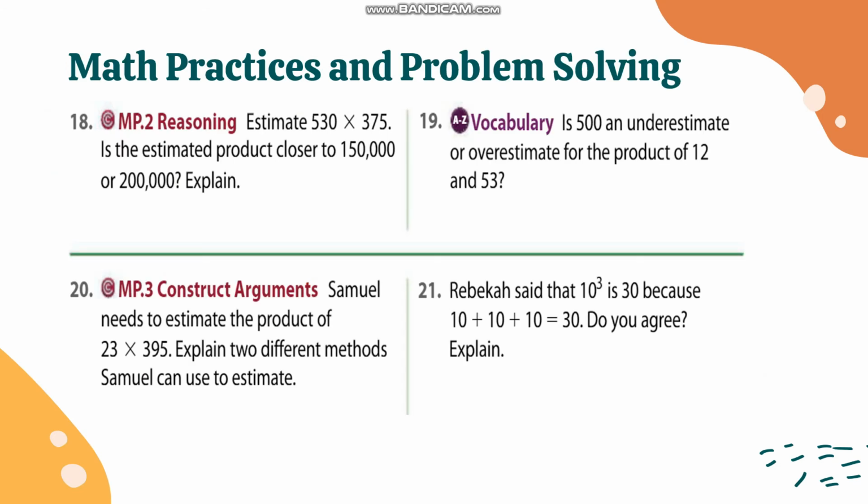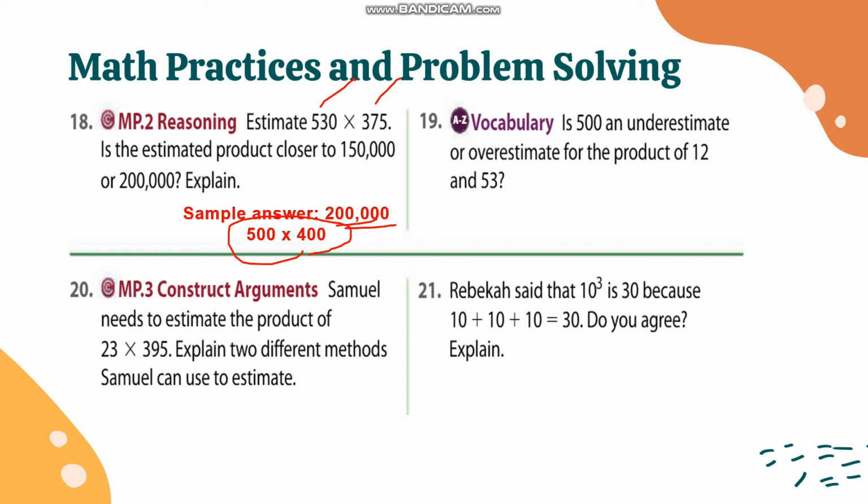Number 18, mathematical practices and problem solving. Estimate 530 multiplied by 375. Is the estimated product closer to 150,000 or 230,000? Explain. So the answer is 200,000. That is the sample answer. Okay, because I'm going to change this into 500 and I'm going to change this into 400. So 500 multiplied by 400 is close to 200,000.